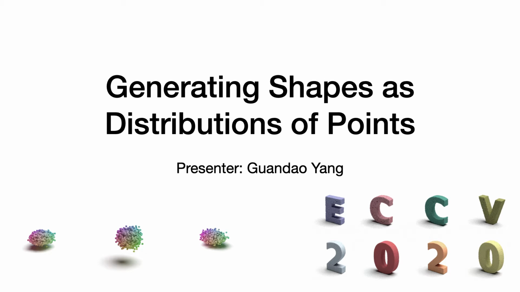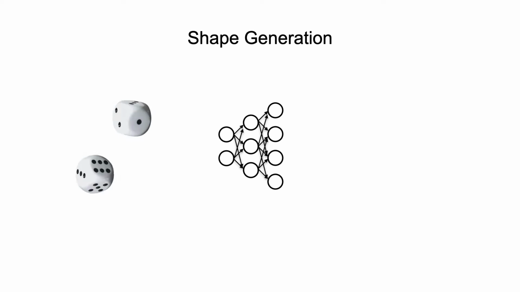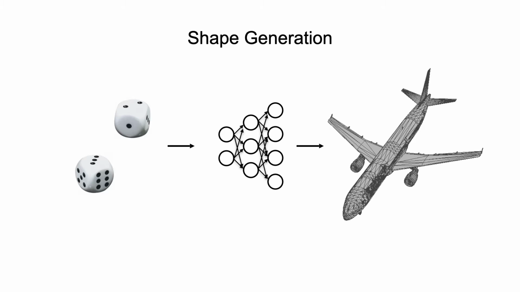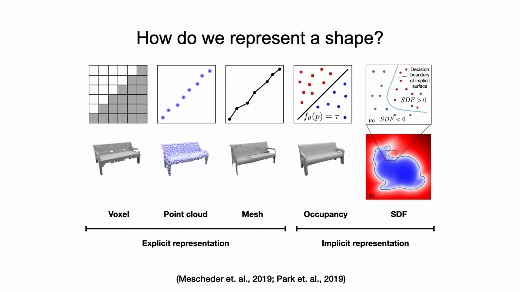Today I will talk about how to generate shapes by modeling them as distribution of points. In this talk, I will focus on the task of generating 3D shapes. Specifically, we want to train a model whose input is a random vector and the output is a shape. A key challenge is to choose a representation that's easy to generate and powerful enough to capture the shape. Recent works explored many representations such as voxel, point cloud, meshes, and implicit representations.